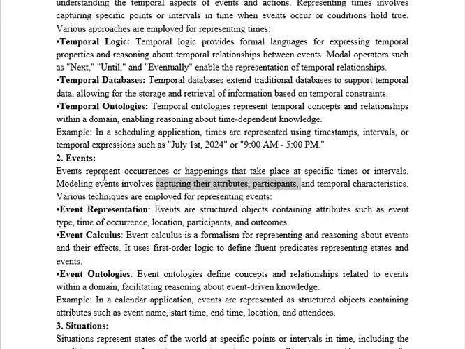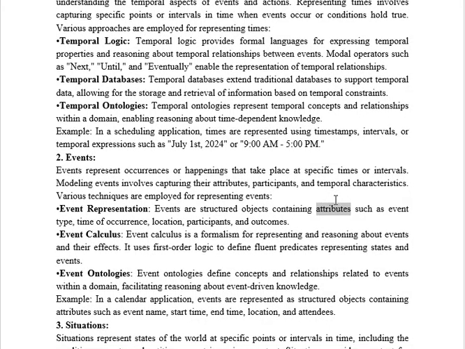Event is divided into event representation, event calculus, and event ontology. What is the event representation? Event representation will be in the form of a structured object, a structured format. What will it contain in the structured format? It will have some attributes, which are nothing but the properties, such as event type, time of occurrence, location, participants and outcomes. I will be showing some examples so that you can understand this.